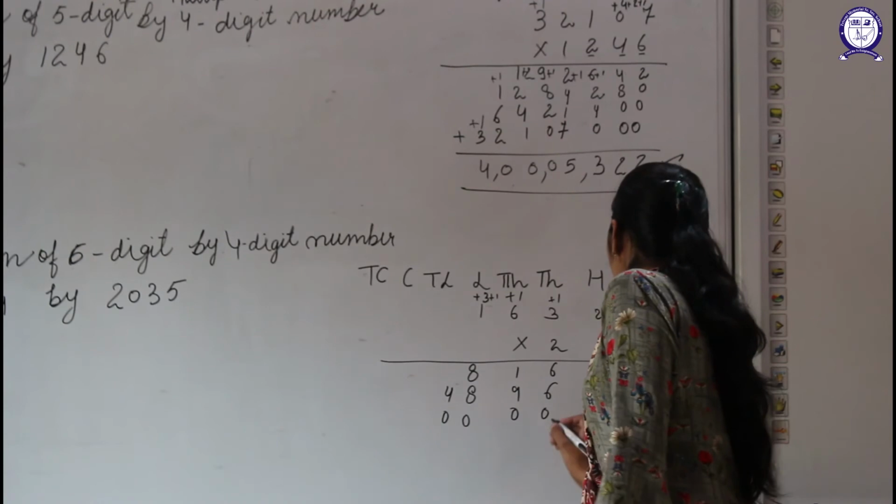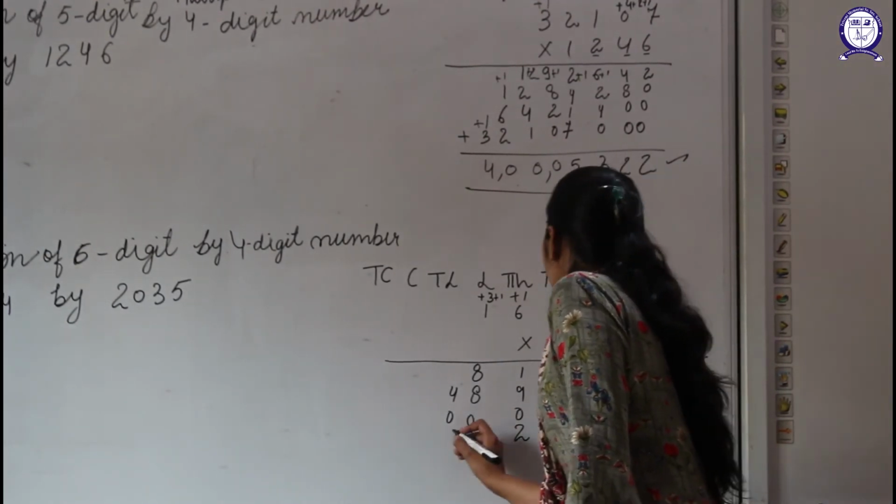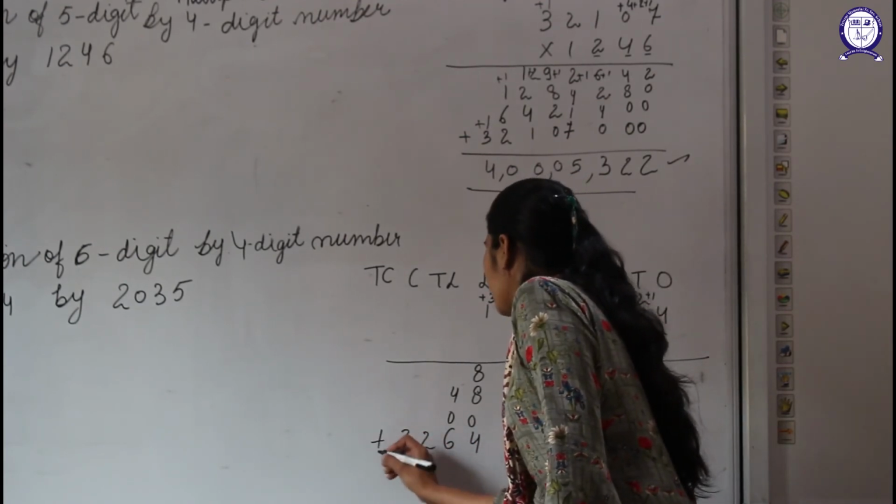Multiply the number by 2. 2 fours are 8, 2 ones are 2, 2 twos are 4, 2 threes are 6, 2 sixes are 12, carry 1, 2 ones are 2 plus 1, 3.